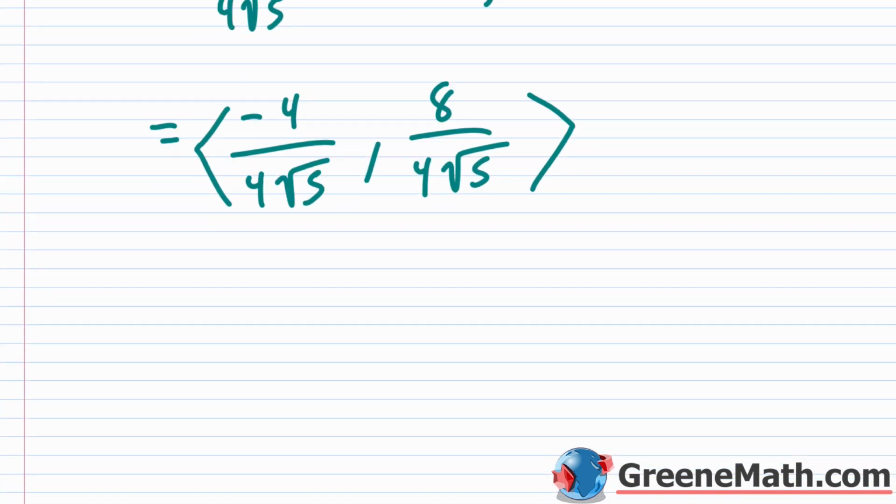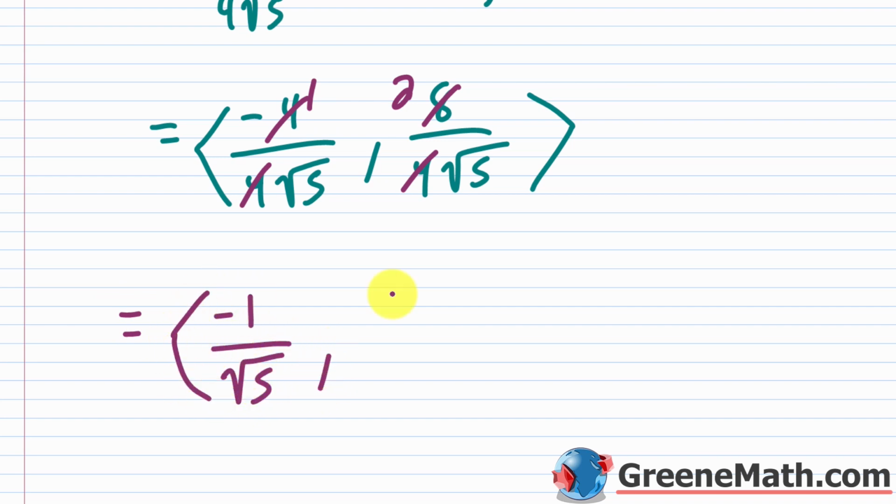And let me come down here a little bit. I'm going to do some canceling. So this would cancel with this, and this would cancel with this and give me a 2. Let me write a 1 up there. So let's say that this is negative 1 over the square root of 5. Let me put my bracket in there. And this is 2 over the square root of 5.